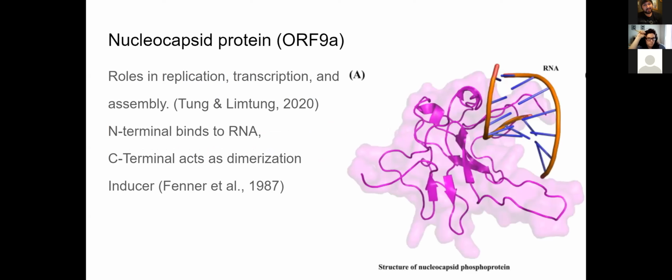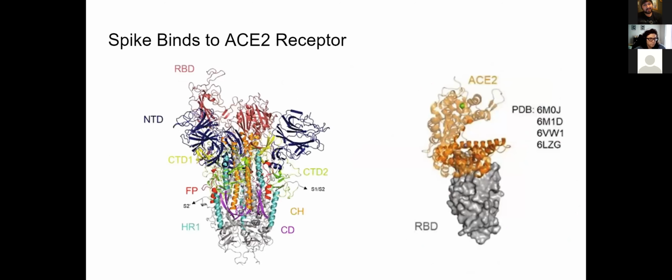The nucleocapsid protein of ORF9A has a role in quite a few processes that are undergone upon the RNA's entrance into our cells, which are replication, a type of transcription, and assembling. The N-terminal of this protein binds to the RNA, and the C-terminal acts as a dimerization inducer, acting to compact that RNA within the virus.